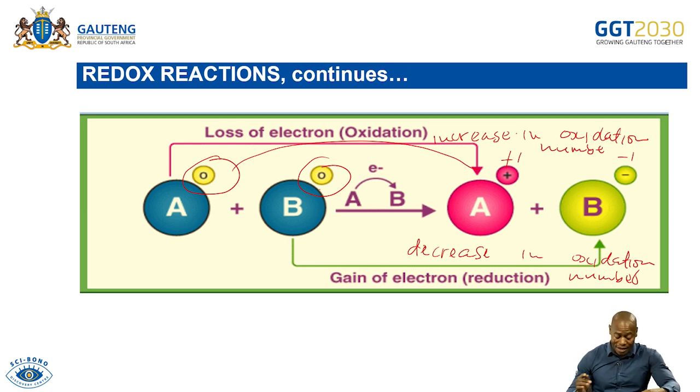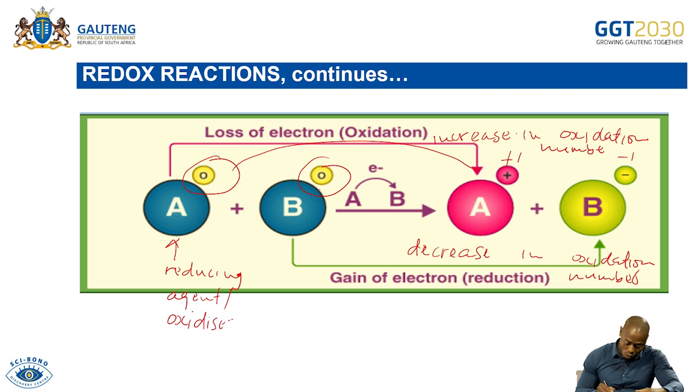Okay, so let's check for A. You can see for A there's an increase in oxidation number. If there's an increase in oxidation number, it means that a substance is being oxidized, right? And if a substance is being oxidized, it means that the substance is losing electrons. So the substance that loses electrons, or a substance that is being oxidized, becomes our reducing agent. It becomes our reducing agent, or a substance that is being oxidized. Or we can say it loses electrons.